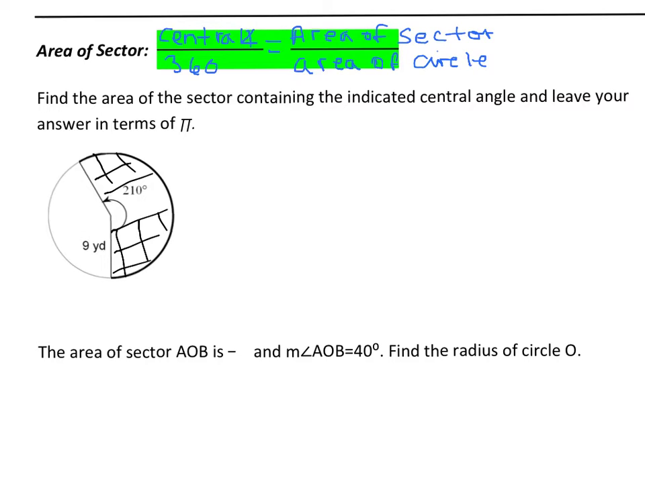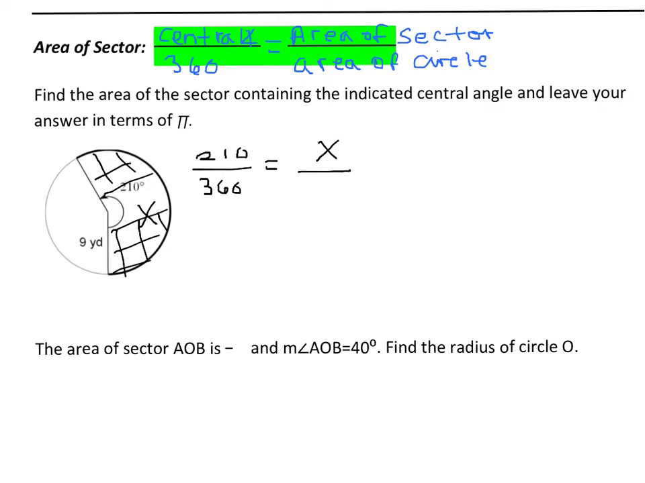So let's follow the formula. The formula says the central angle, and that's in this case 210 over 360 equals the area of the sector. Let's call this x. We don't know it, so x on top and on the bottom pi r squared. The radius is 9, so this is pi.